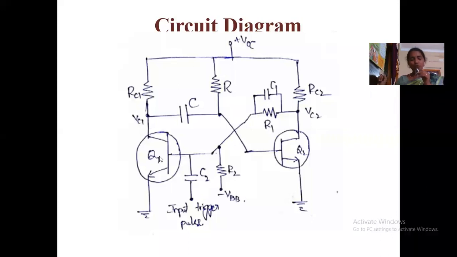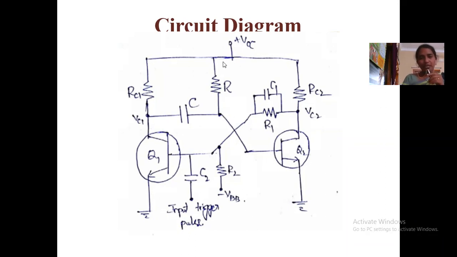For the transistor Q1, we are giving negative voltage. By the negative voltage, transistor Q1 is in cutoff state. The current flowing through the cutoff transistor Q1 is 0. So the output voltage VC1 is equal to VCC, right? So see here, transistor Q1 acts as an open circuit, right?